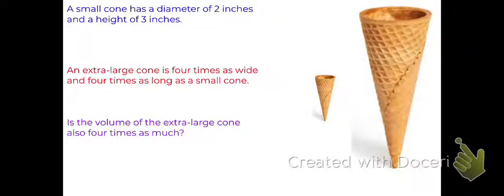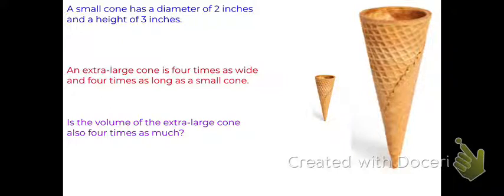Here it says a small cone has a diameter of 2 inches and a height of 3 inches. An extra large cone is 4 times as wide and 4 times as long as a small cone. Is the volume of the extra large cone also 4 times as much? So you might have a prediction. You might think yes or no, but we need to test it out.